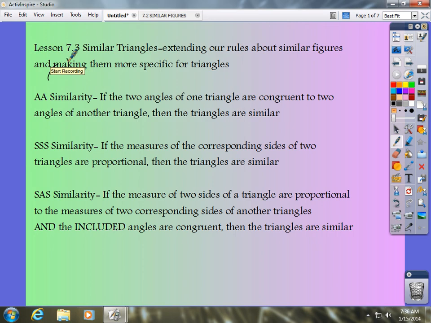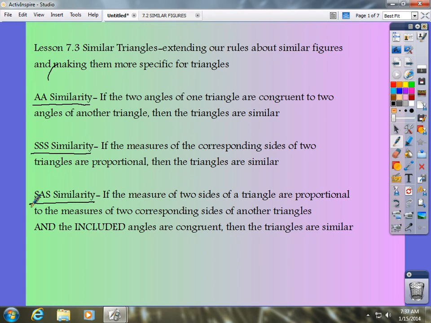You have done your homework and watched the video for lesson 7.2, which was on similar figures. Today we're going over similar triangles, which is just extending our rules about similar figures and making them a little more specific just for triangles. Now we have three different similarity postulates. They're kind of like the three congruency postulates that we learned for triangles earlier in the year.